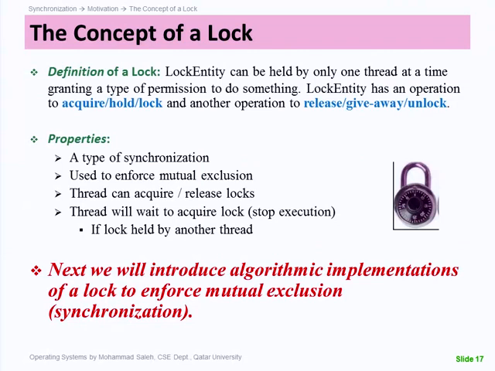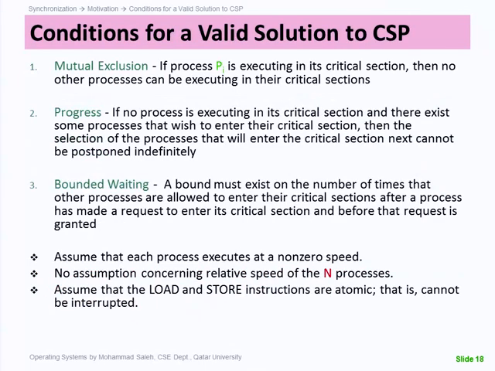So that's the concept of the lock, as I mentioned before. It's one way of doing synchronization. We have acquire and release pairs of methods. They have different names. You've seen that in Java: acquire, hold, lock, or release, give away, unlock. These are the common names used in the literature. So what we need to do is to provide an algorithmic implementation of this lock. Okay?